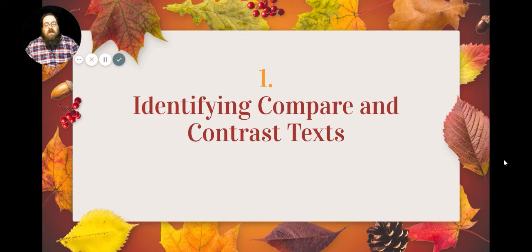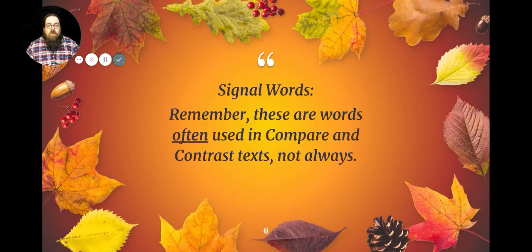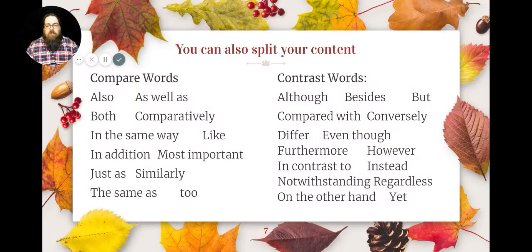Identifying compare and contrast text. So how do we know that we're reading a compare and contrast text? First, we're going to look for signal words. Remember, these are words often used in compare and contrast text, not always. So we're always looking for those signal words for whatever kind of text we're working with, but we're not necessarily always going to have them, right?